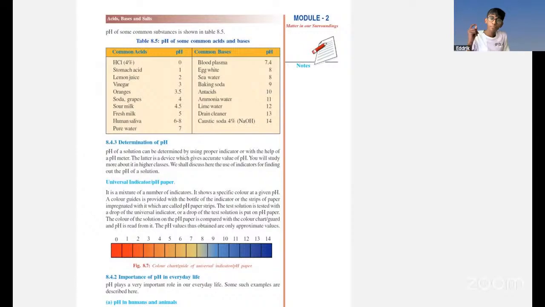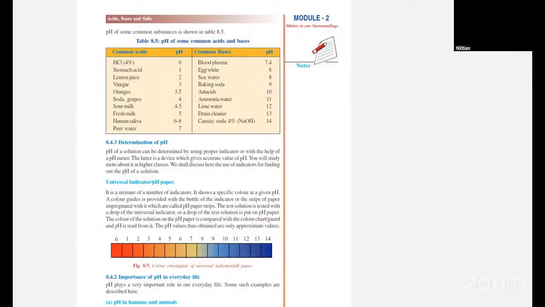So if it is 7.4 only, the person will not die. It is not exactly 7.39, there's a fixed range. I'll tell you the fixed value: 7.35 to 7.45. Not 7.46, not 7.34. Because the pH of the body should be in this range only.